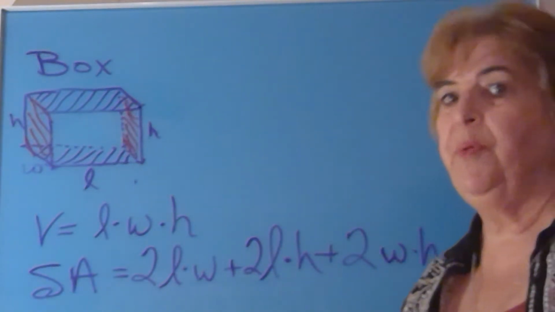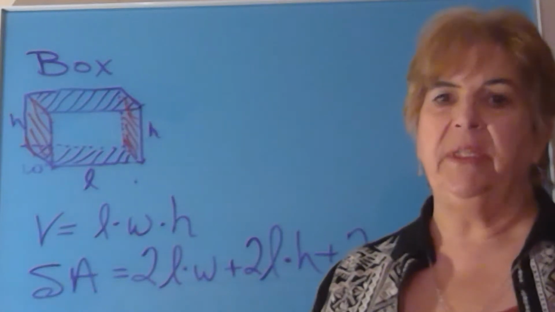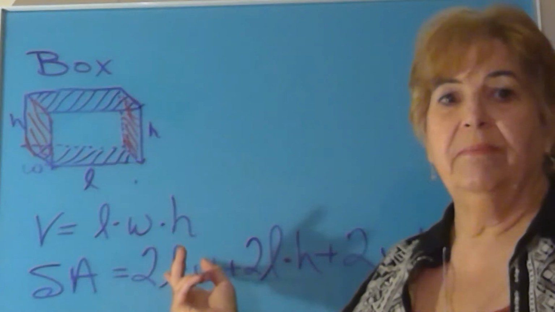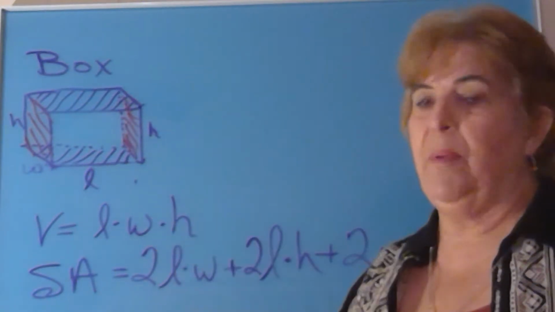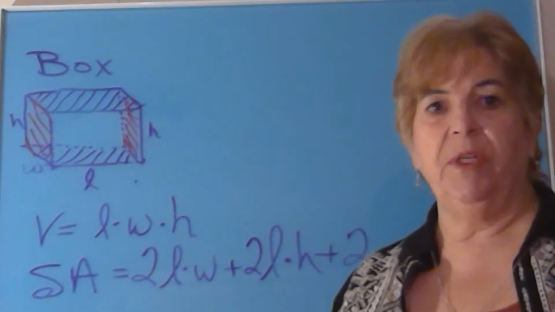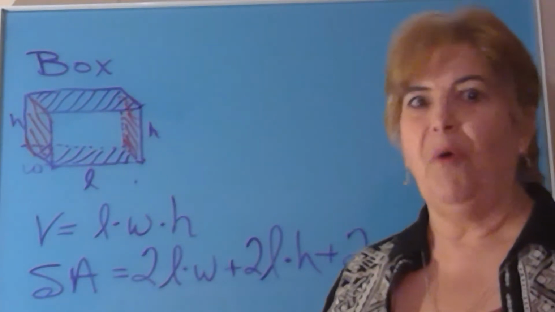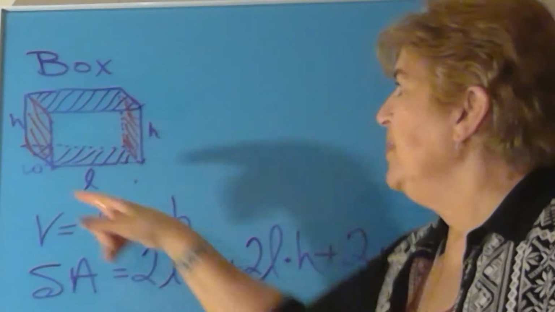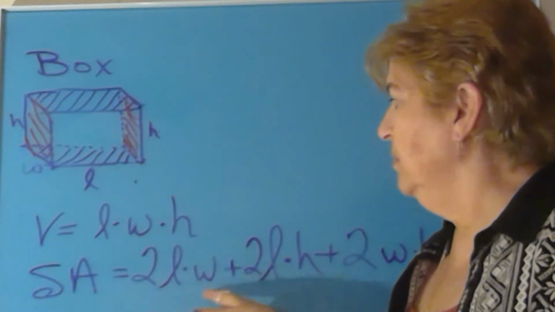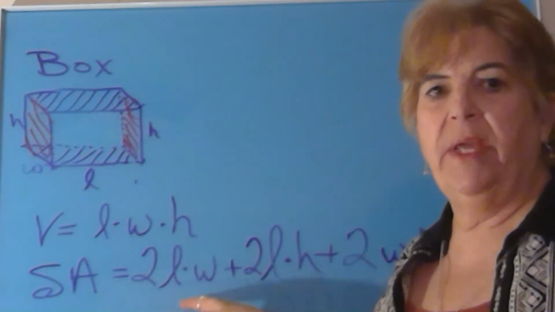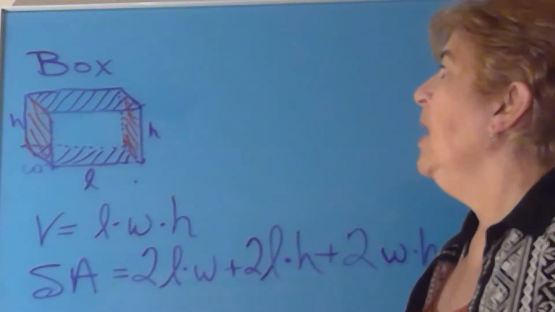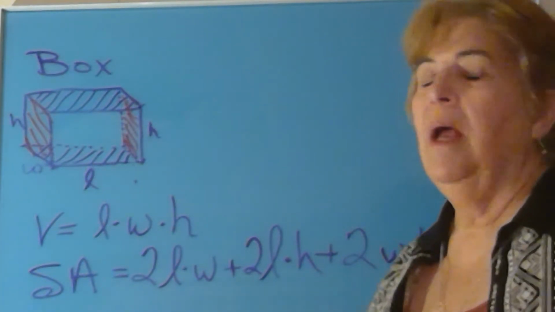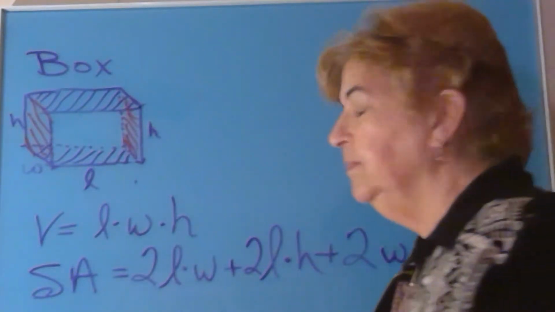Now, there are some problems that will tell you a box without a lid. Well, if you didn't have the lid, the volume's going to be the same. Doesn't matter whether there's a top on it or not. You can only get so much in there. We're not going to be overflowing. The surface area, the difference would be you wouldn't have a length times width. You wouldn't have 2 of those. You would only have 1. So that's how you find the volume and surface area of a box.